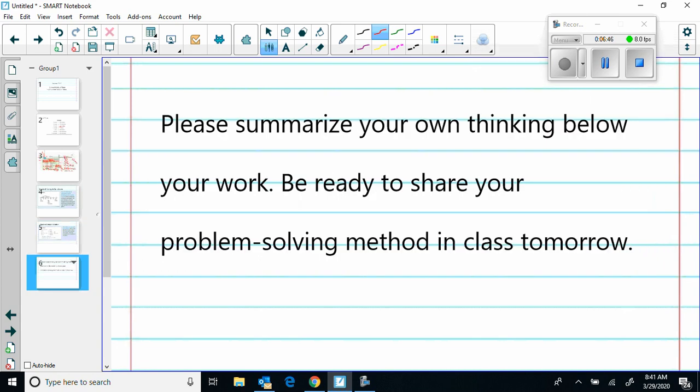So what you're going to do in your writing, in your math journal today, it says, please summarize your own thinking below and be ready to share your problem solving method in class tomorrow. So we're not going to be in class tomorrow, but down below, what I want all of you to do for your summarizing is I actually want you to make a line plot, and I want you to plot game 1, game 2, game 3, game 4, and game 5. I want you to circle the shortest and the longest. And then I want you to write about how you converted the hours to minutes.